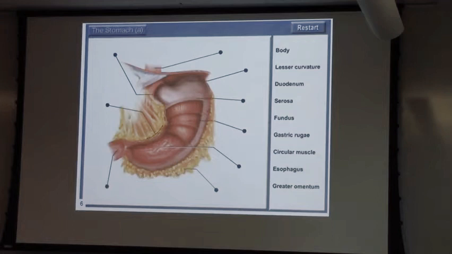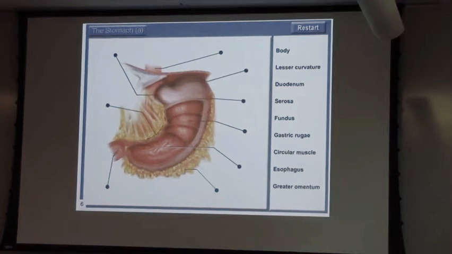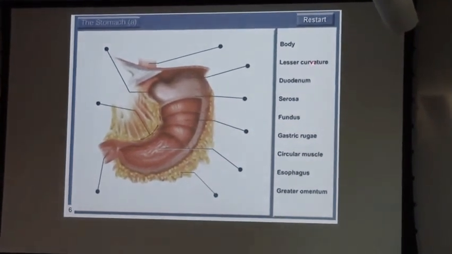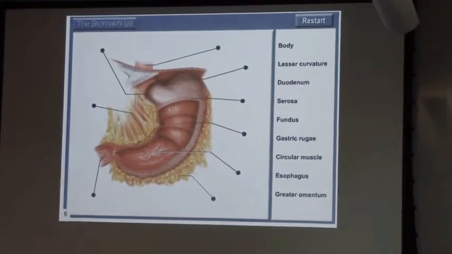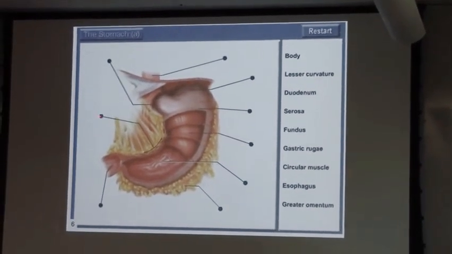Let's play the game. Pick a word, then pick a dot, and label it. So the duodenum is there. Okay, that would be the duodenum. Right, this is pointing to the duodenum. Okay, that would be pointing to the lesser curvature. This is the lesser curvature.